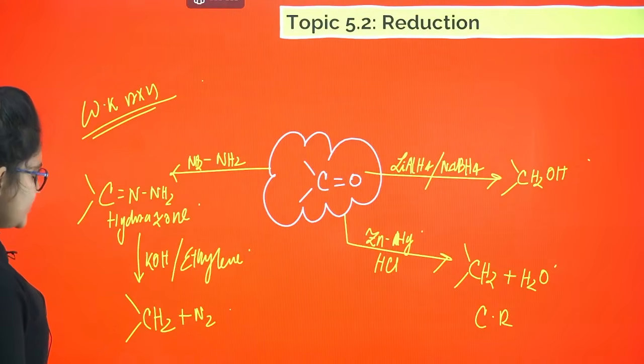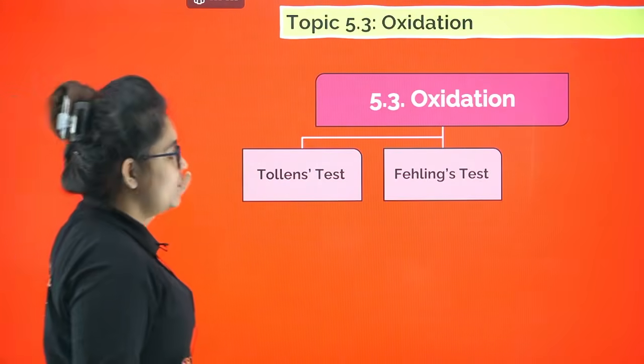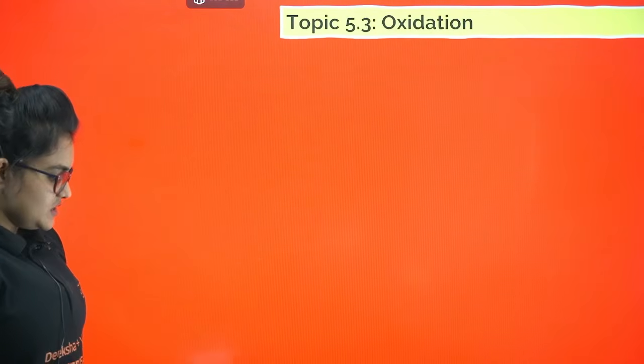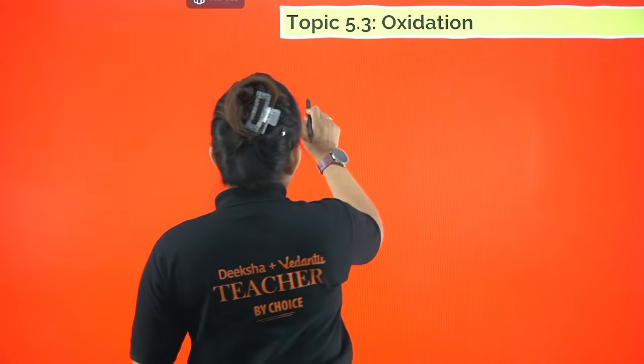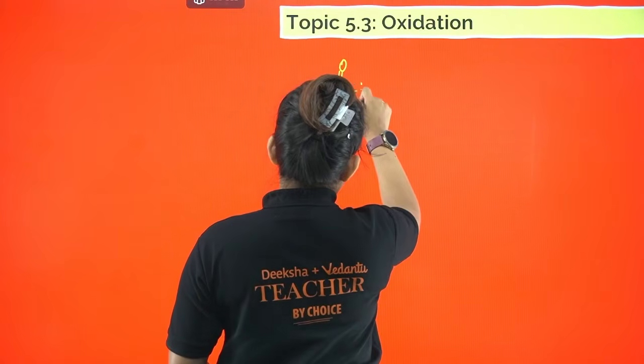Okay, let's proceed. Here we will study the oxidation. So oxidation, definitely Tollens, Fehling's, and oxidation of methyl ketones we will study. Okay, so here a lot of things I have to tell. At first, just let me show you the general reaction. So let's say I'm having RC double bond OH.